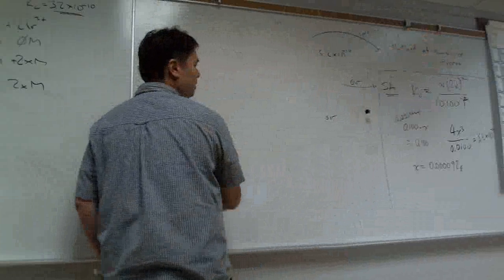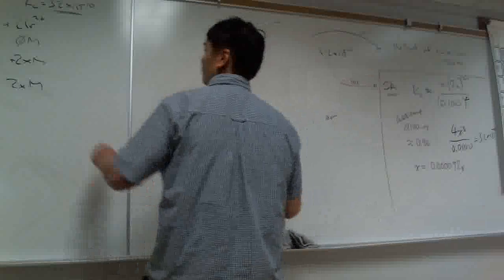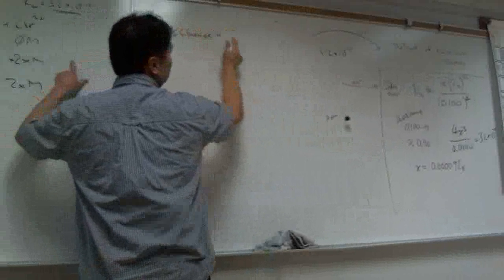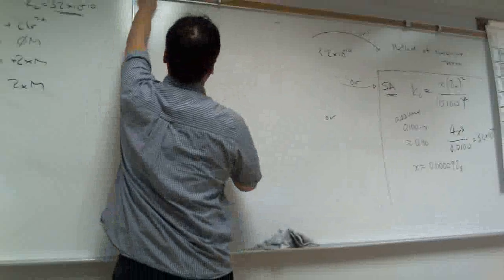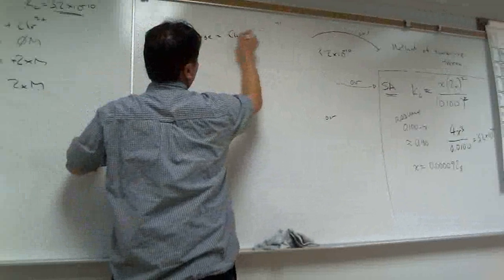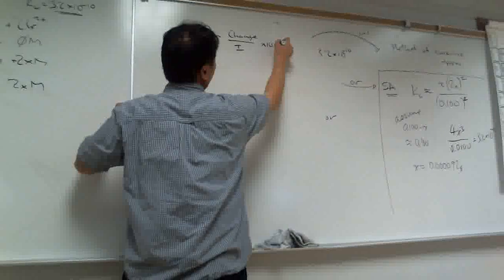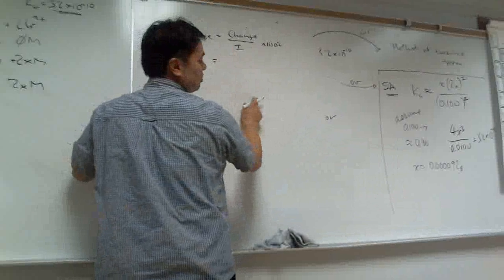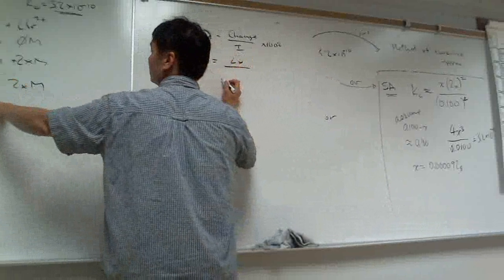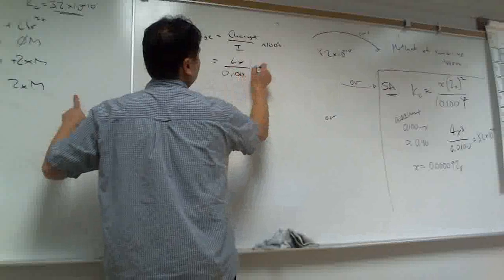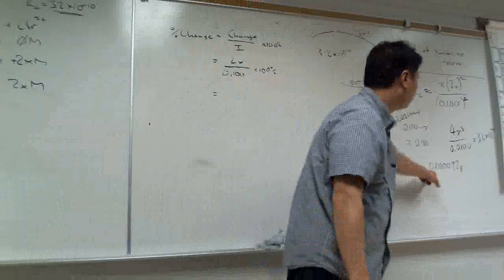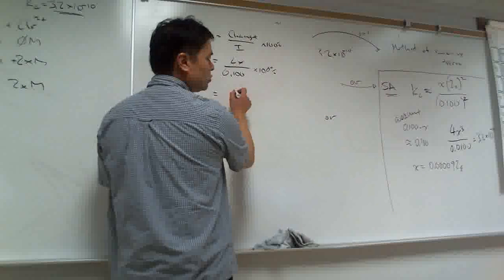Check if the calculated change is less than 1.5%. And so we need to calculate the percent change. The percent change is equal to the change over the initial times 100%. And so the change here is going to be 2x, right? And the initial is 0.100 times 100%. And so 2x is going to be double that, which is going to be 0.0001856.